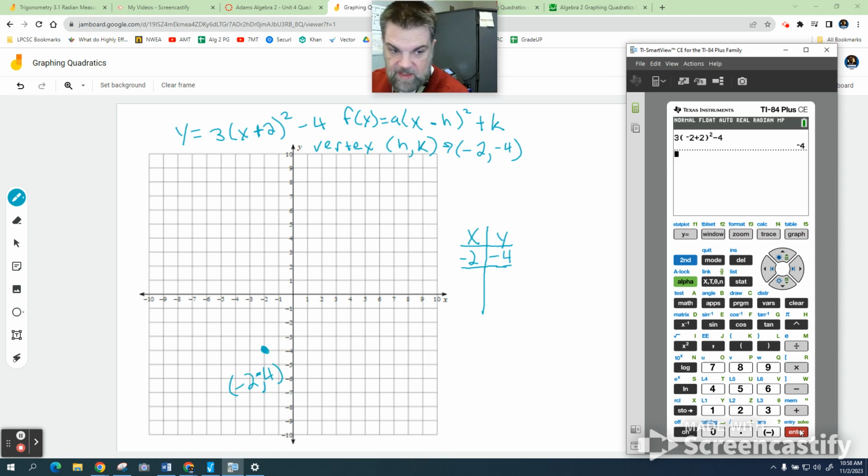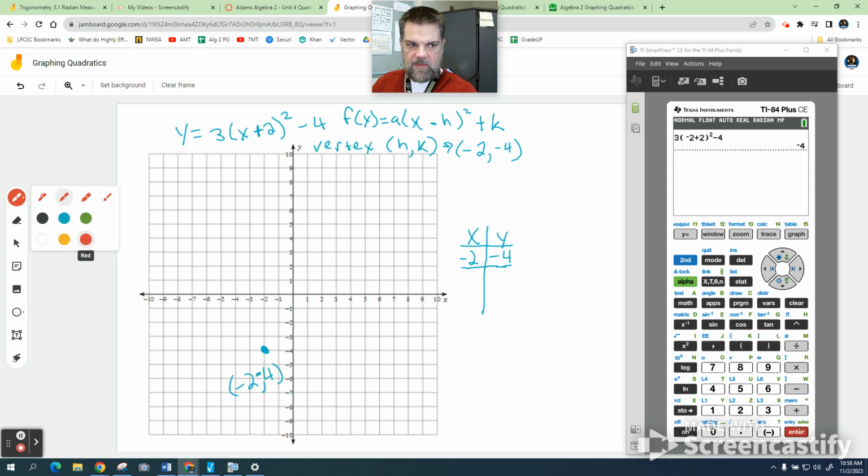So now what I want to think is, what number is 1 unit? So also, before I get ahead of myself, I know that if this is the vertex, then that means that I have a line of symmetry, a vertical line of symmetry that goes through that point. So really, you only have to plot one side of the graph.